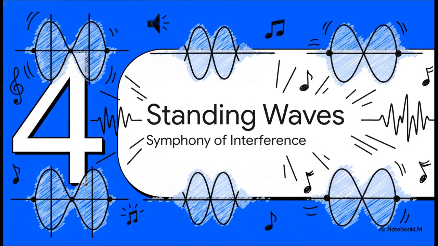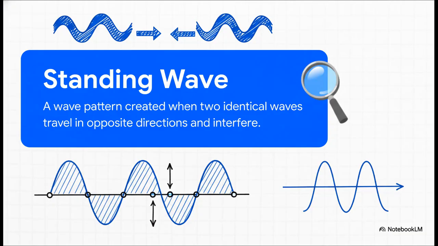Section 4, standing waves and resonance. This is where that interference stops being just a momentary thing and starts creating these stable, absolutely gorgeous patterns. It's like a symphony of interference. So what in the world is a standing wave?